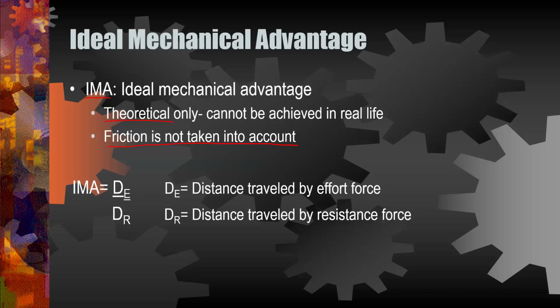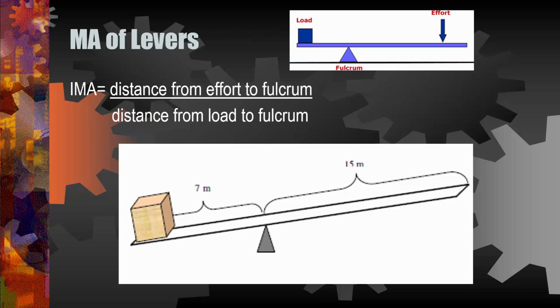So, ideal mechanical advantage, IMA, equals the distance of the effort force divided by the distance of the resistance force. So we need effort on top and resistance as the denominator. Okay, so the distance traveled by the effort force divided by the distance traveled by resistance force. Let's take a look at 3 examples. Remember, there are 6 types of simple machines. We are going to be looking at 3 of those simple machines when it comes to mechanical advantage.